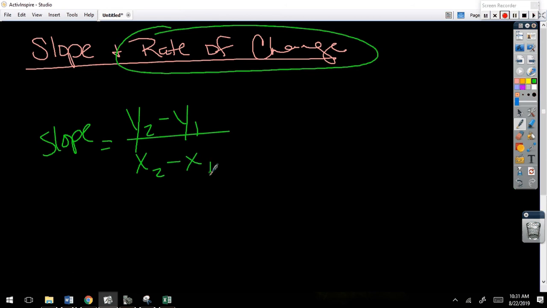So we're going to be a little bit more sophisticated in how we write this. We're going to call this delta y over delta x. Have you ever seen that before? Yeah. Okay. The delta sign is used in math to indicate change. It just means change. It's shorthand.